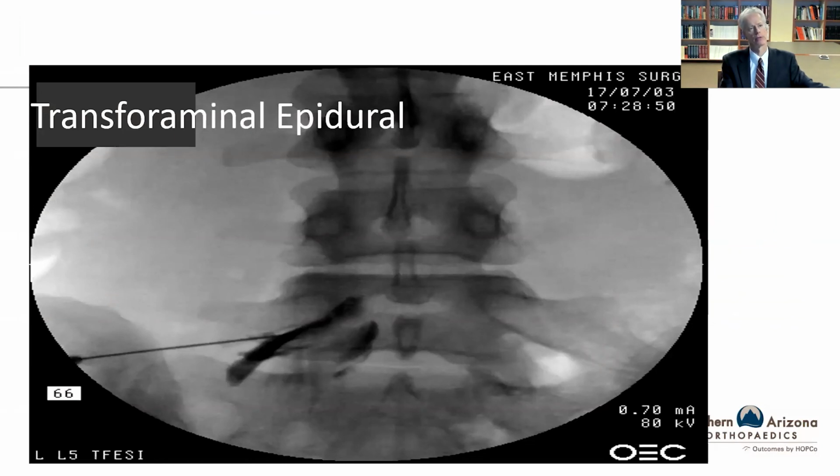Now, here's the epidural injection that I'm talking about. Transforaminal means the needle is coming in and going right to the exit zone, the foramen. So this is the L5 nerve, and this is probably for an L4-5 disc herniation that will be pinching the L5 nerve here in this exit zone.